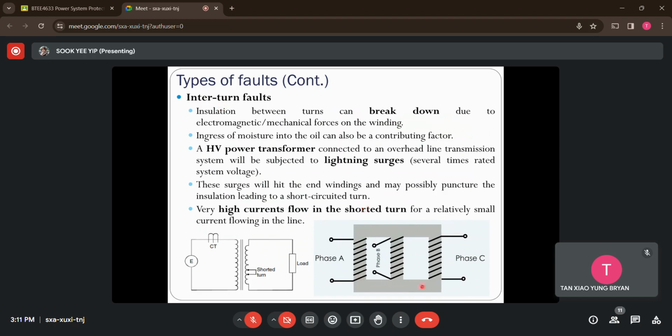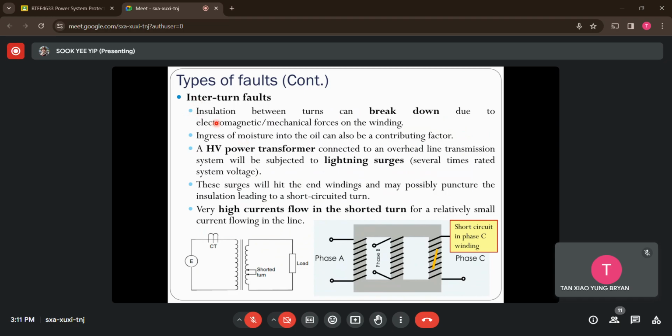Let's check out the figure here. On the right-hand side, we have a cross-section view of the transformer. The one in gray is the transformer core, the magnetic material, and it has been wound by the three-phase winding. So we have transformer winding phase A, phase B, and phase C. If you refer to phase C, this part of the winding has been shorted to itself due to the breakdown of the insulation. This is what we call an interturn fault, which occurs within the phase itself. So how does this fault occur? Let's see the first point here.